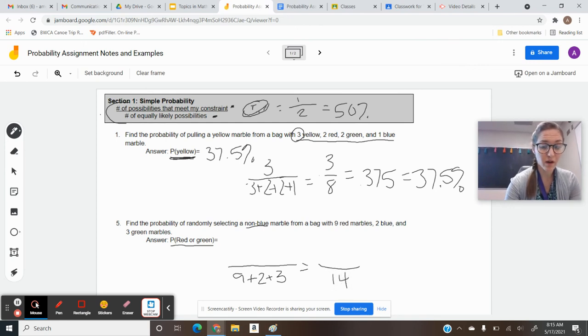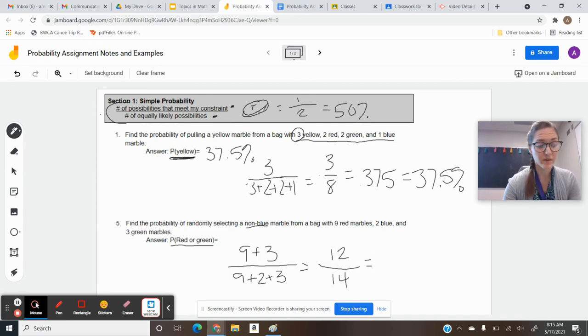All right, so I'm looking for a non-blue marble, which really means a red or a green marble. So there are 9 possible red marbles I could pull, which are non-blue. And there are 3 total green marbles that I could pull, which are also non-blue. So 9 plus 3 is 12. That goes on the top.